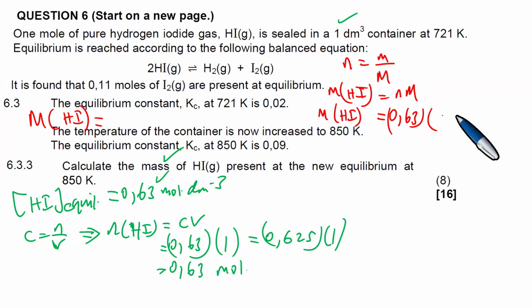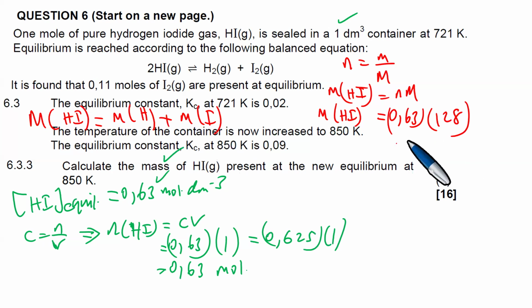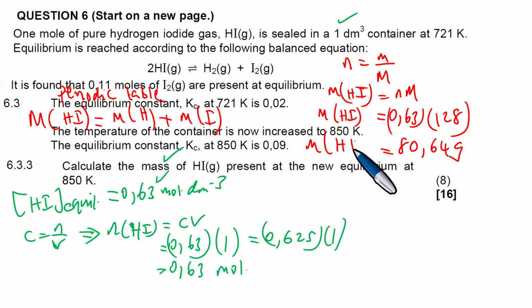Okay, this one I'm going to write, it is 128, from the periodic table. It is the molar mass of hydrogen plus the molar mass of iodine, and the total is from the periodic table. I know you know that. So in the end it's 128, and if you multiply 0.63 by 128, what we're getting is 80.64 grams. Okay, we have found the mass of the hydrogen iodide.